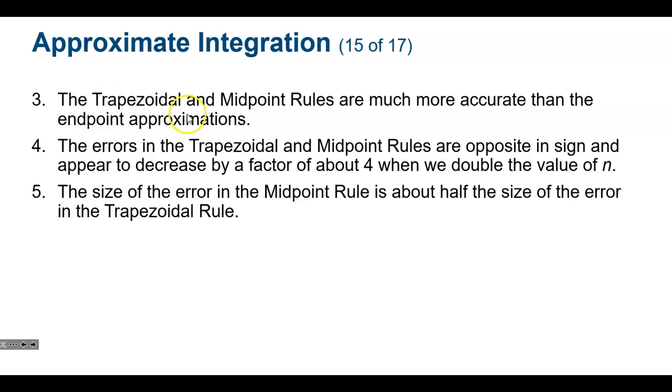3, the trapezoidal and midpoint rules are much more accurate than the endpoint approximations. 4, the errors in the trapezoidal and midpoint rules are opposite in sign and appear to decrease by a factor of about 4 when we double the value of n. And number 5, the size of the error in the midpoint rule is about half the size of the error in the trapezoidal rule.